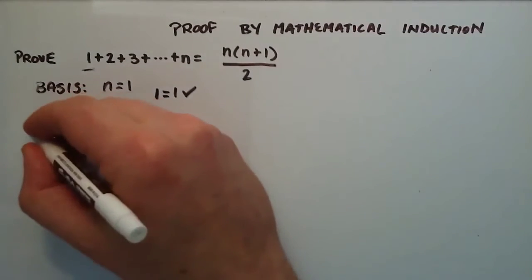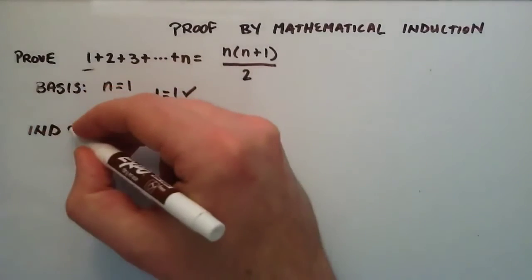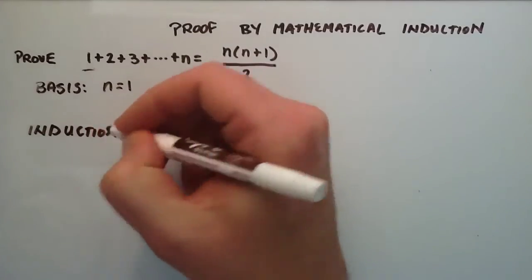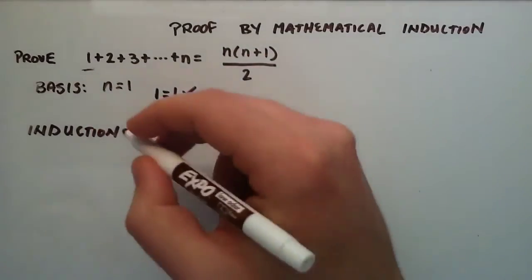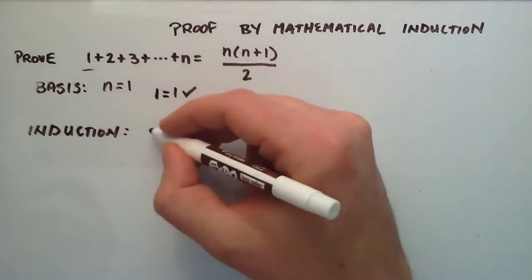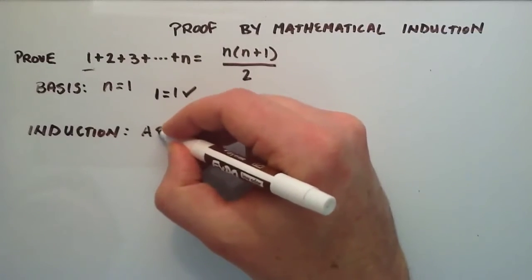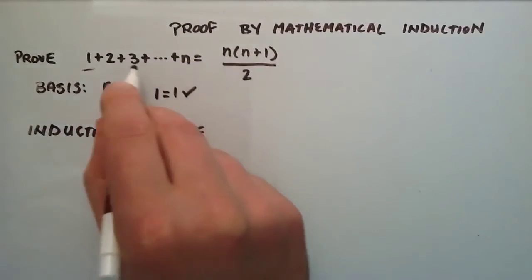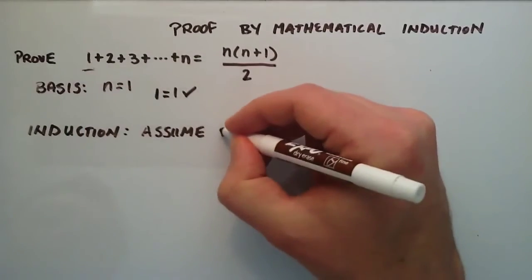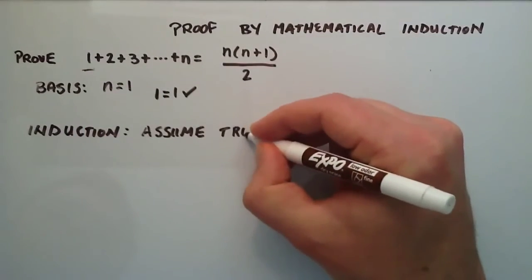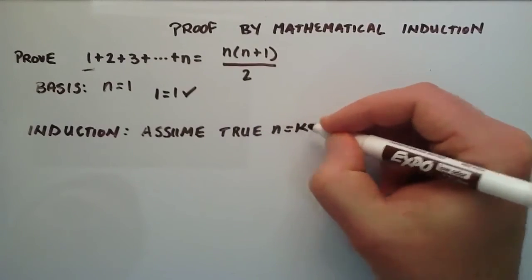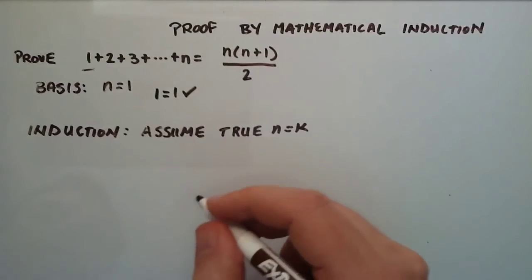So the next step is going to be the induction step. And basically what we're going to do with the induction step is we're going to do a couple of things. We're basically just going to assume that this statement is true for some value n equals k. So we're going to assume that it's true for n equals k. And so let's go ahead and do that now.